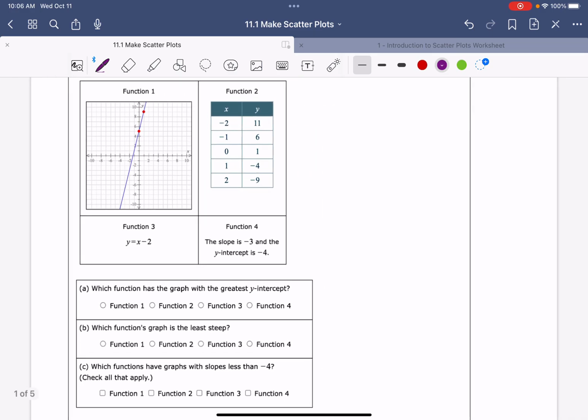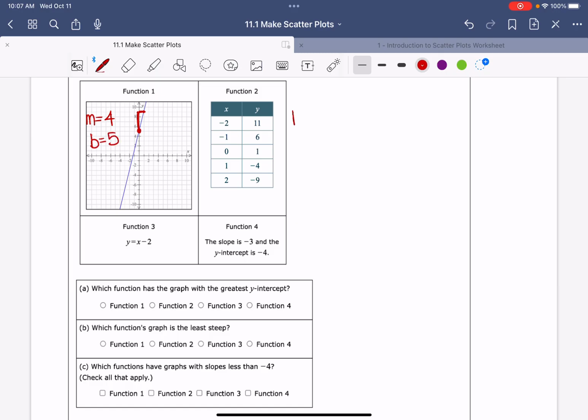So before I even look at the questions, I'm going to go through and find the slope and the y-intercept on each situation. So on this first graph, my slope is 4 and my y-intercept is 5.